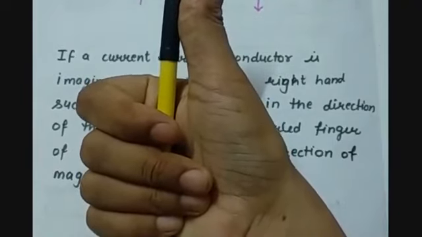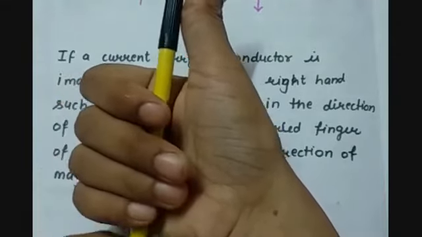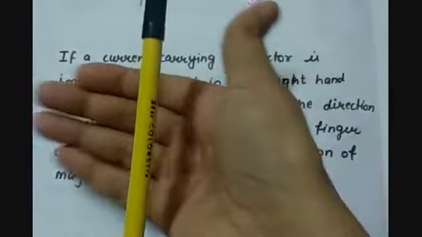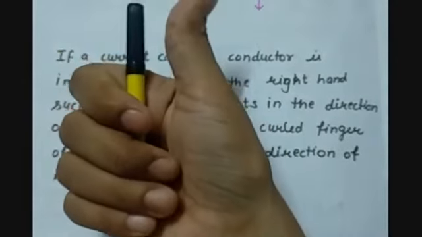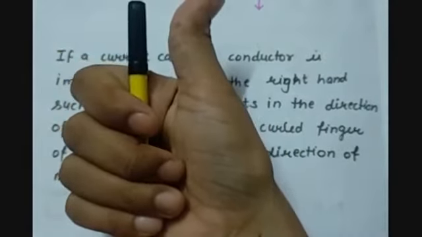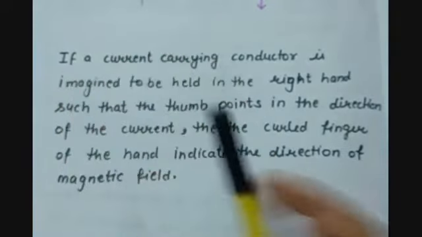That means the direction of the magnetic field around the conductor is coming this way. And this is how the magnetic field direction can be obtained using the right hand thumb rule. So let us apply this.